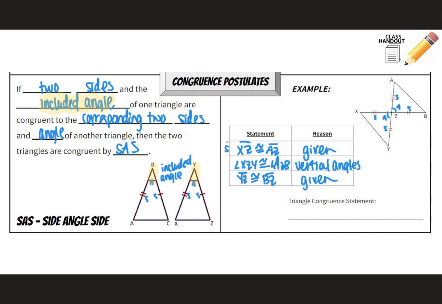Since that showed side, angle, side, we can write a triangle congruent statement. So triangle XZY. And since we named the angle with 3 letters, we can actually use that to name our triangles as well. Triangle XZY is congruent to triangle AZB by side, angle, side.